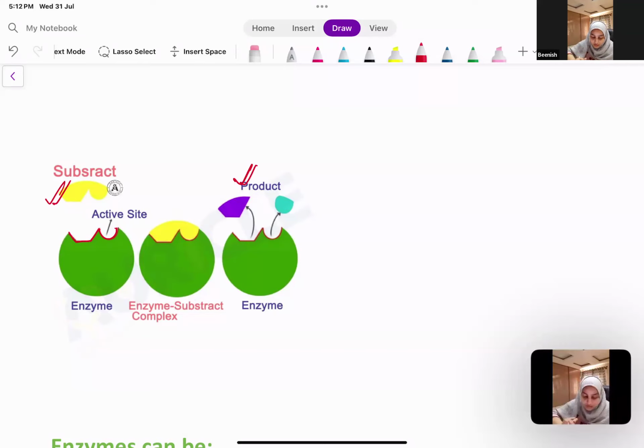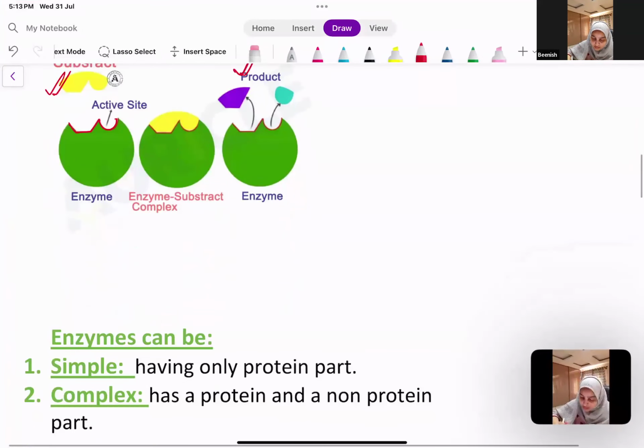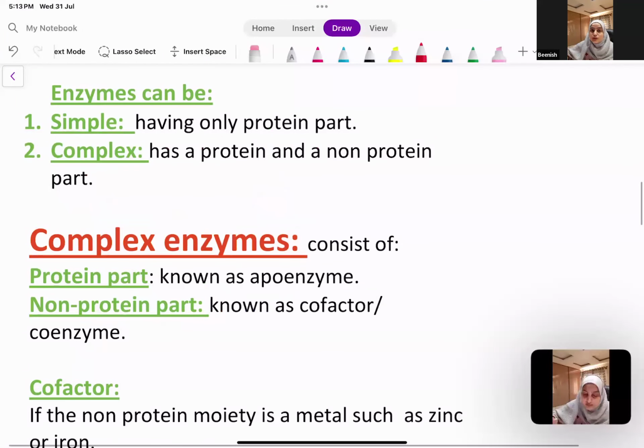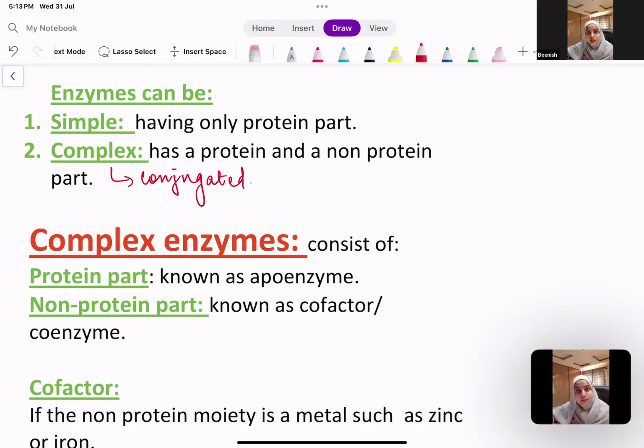Now let's talk about the different components of enzymes. Your enzymes can either be simple enzymes or complex enzymes, which are also known as conjugated enzymes. What are simple enzymes? They have only a protein part. If an enzyme has only a protein part, it is known as a simple enzyme. But usually, your enzymes are conjugated or complex enzymes. Apart from having a protein part, they also have a non-protein part. In the absence of that non-protein part, they are inactive. They are active only in the presence of that non-protein part.